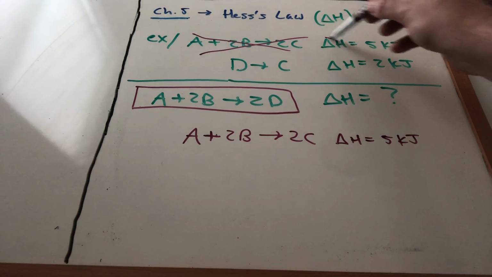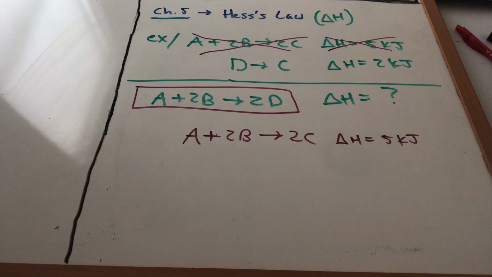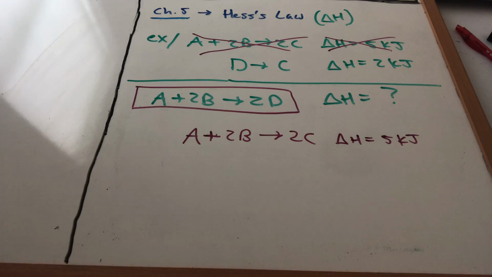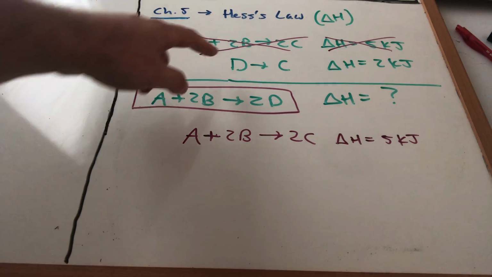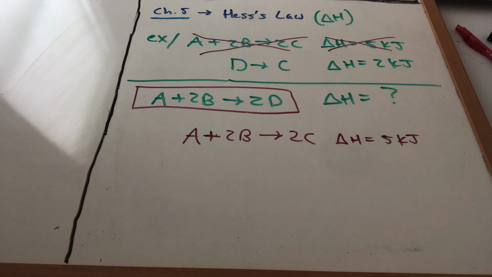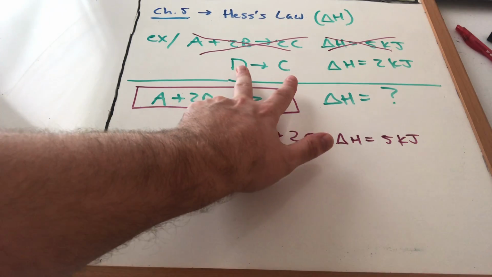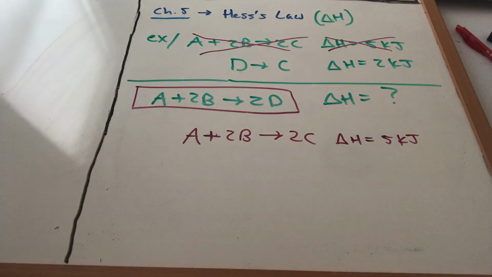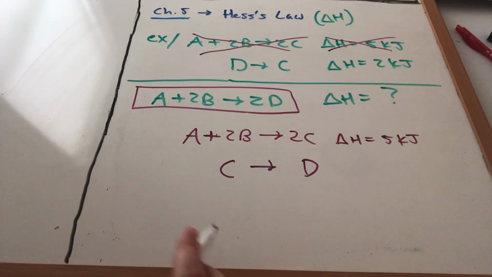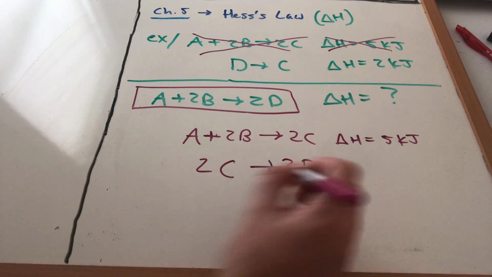Now I go and I think about this right here. What I see with this individual reaction is that D is on the wrong side. My target says I have to put D on the product side. Moreover, my target says your target isn't just D, your target is 2D. So what am I going to do with this reaction? I'm going to flip it, right? And I'm going to write it as C goes to D. Then I'm going to multiply by 2.